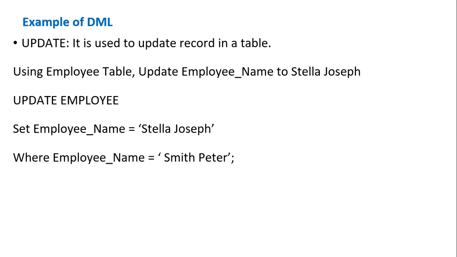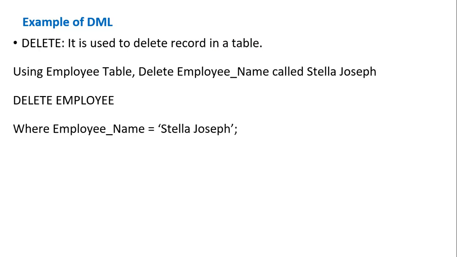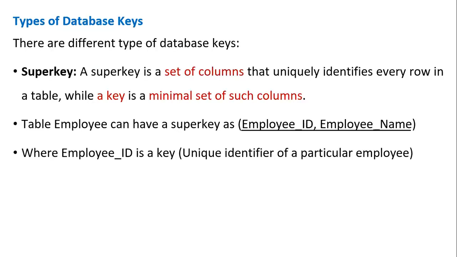So at the point of capturing the records, maybe there was an issue in capturing properly the name of that particular employee. At first, you capture Smith Peter, but the real name is Stella Joseph. So you will actually update, and what will enable you at this point is data manipulation language. You can also delete as well. You say delete employee where employee name is called Stella Joseph. In case there's any duplication, you can delete that. Say I don't actually need that. You can delete or you can update.